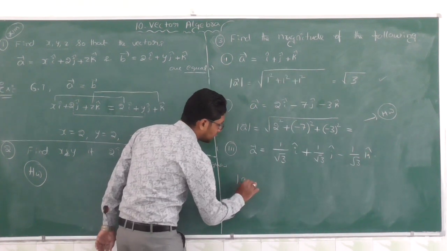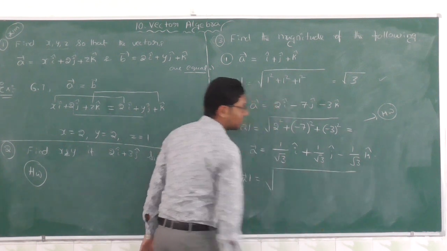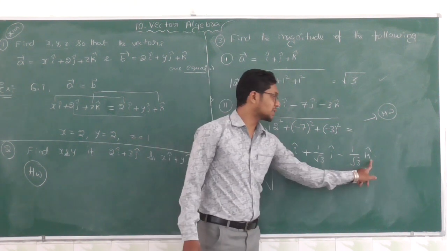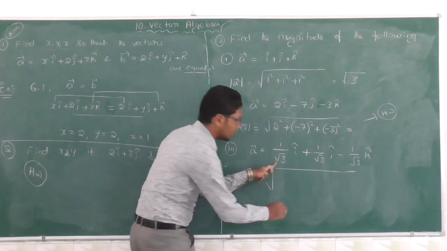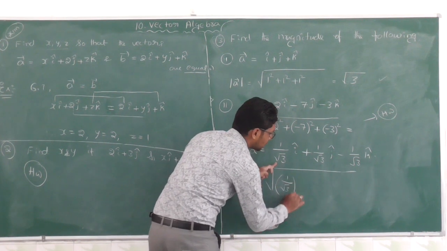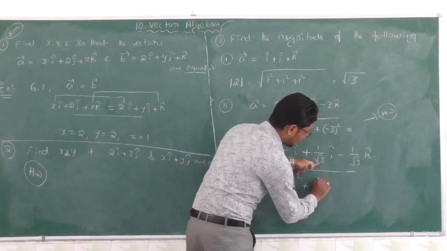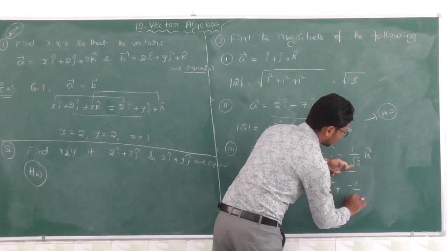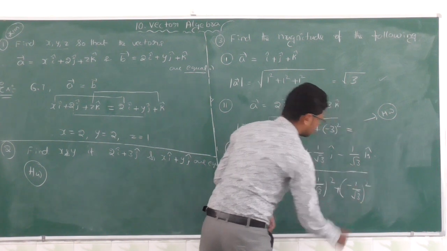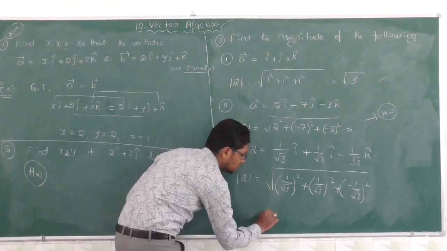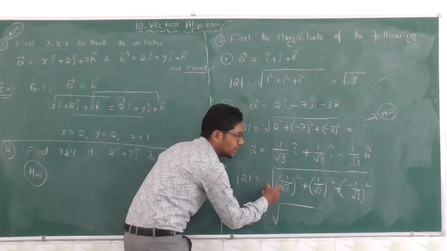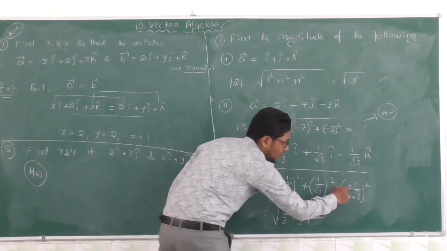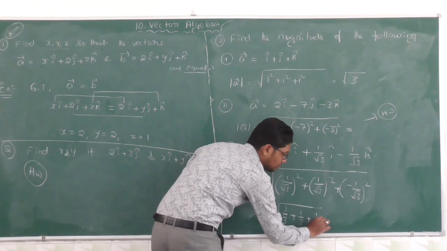Find out the magnitude of A vector, which equals the square root of i component square plus j component square plus k component square. I component 1 by root 3 whole square, plus j component 1 by root 3 whole square, plus k component minus 1 by root 3 whole square. We know the simplification, that equals the square root of 1 by 3 plus 1 by 3 plus, here, minus 1 whole square is positive 1 by 3.